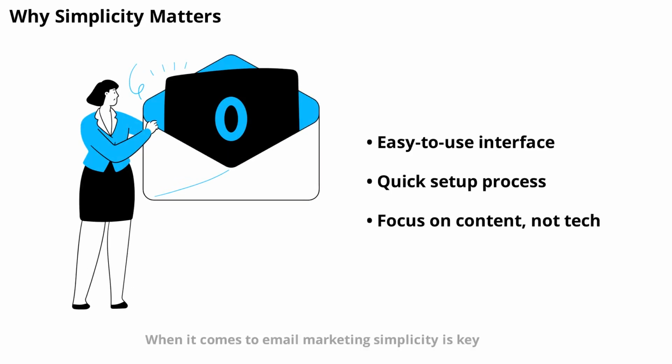When it comes to email marketing, simplicity is key. Complicated platforms can slow you down, create confusion, and even lead to mistakes in your campaigns. For many users, the ideal software is one that offers a clean interface, straightforward setup, and intuitive automation features. This means you can focus on crafting your message and connecting with your audience rather than getting lost in technical details. In the next scenes, we'll look at what makes an email marketing tool truly simple and how this simplicity can help you achieve better results faster.